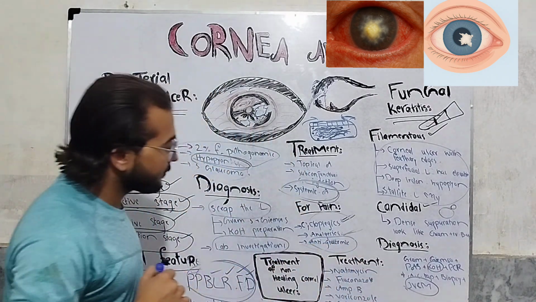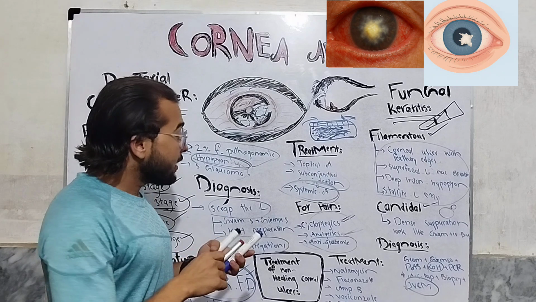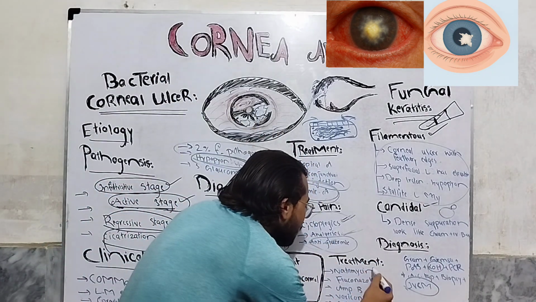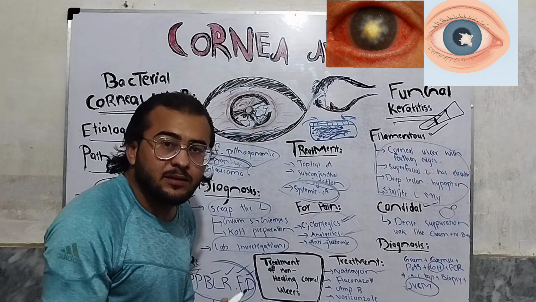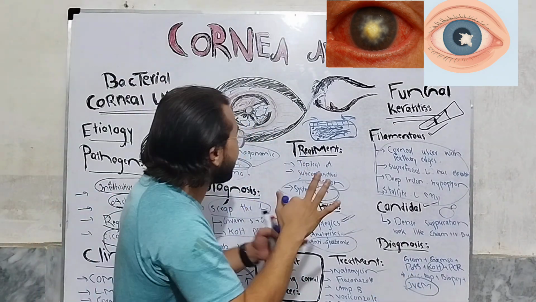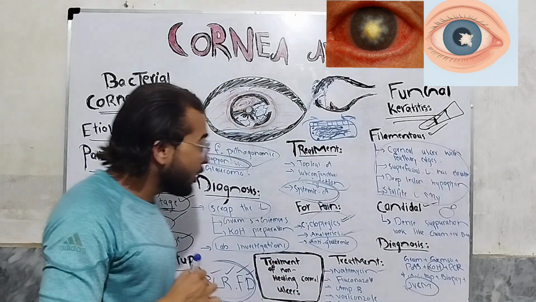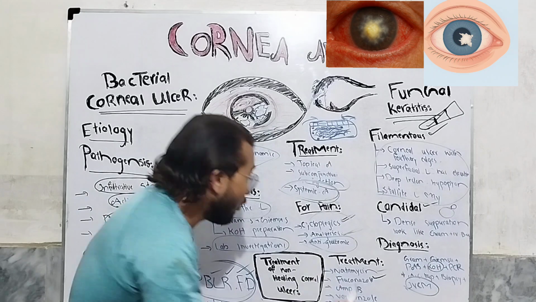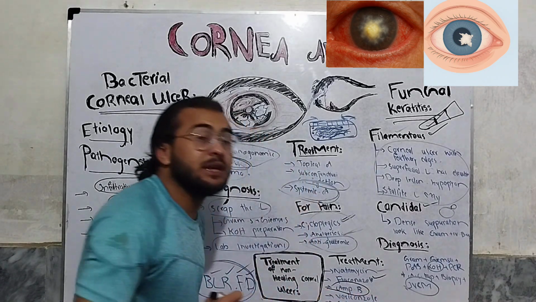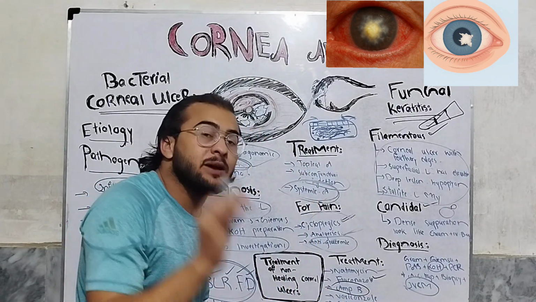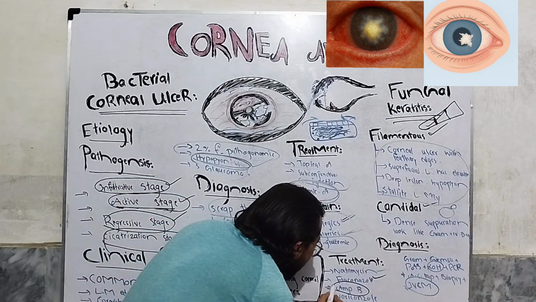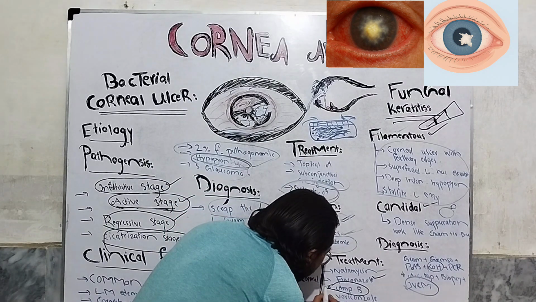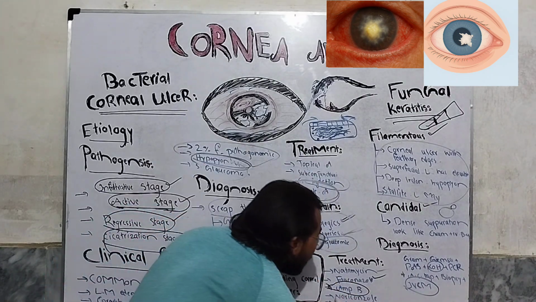Now the treatment. How can we treat the condition? The condition can be treated by antifungal drugs, for example natamycin. Natamycin is mostly effective against the filamentous type. We can also use fluconazole. We can use amphotericin B. Amphotericin B is a broad-spectrum antifungal drug. It is effective against almost all kinds of fungi, but it has some serious side effects. Voriconazole can be used.